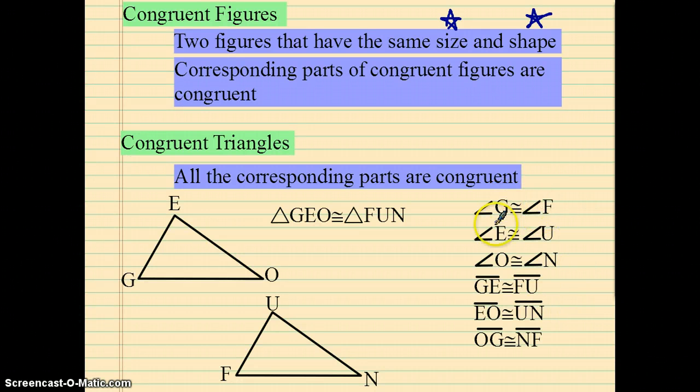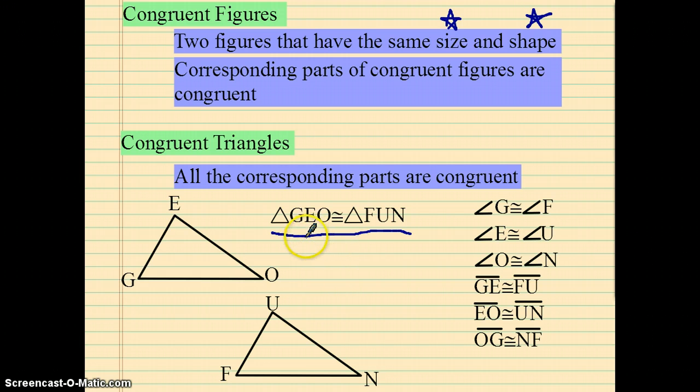Okay, now let's just ignore these things over here on the side. Let's take a look at this first. I'm telling you triangle GEO is congruent to triangle FUN. Now, you know that you can name this triangle over here GEO or GOE or EGO, all different names. It doesn't matter which name you use. However, once you pick a name for the first one, that dictates what the name for the second one is going to be, because you have to line up the corresponding vertices.